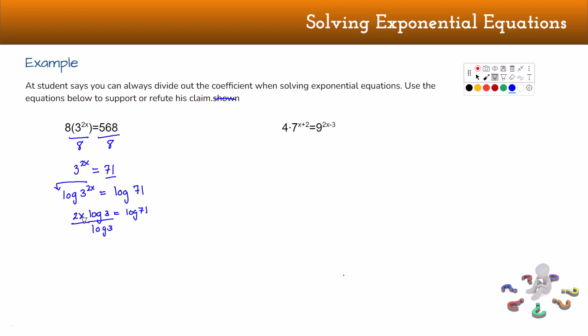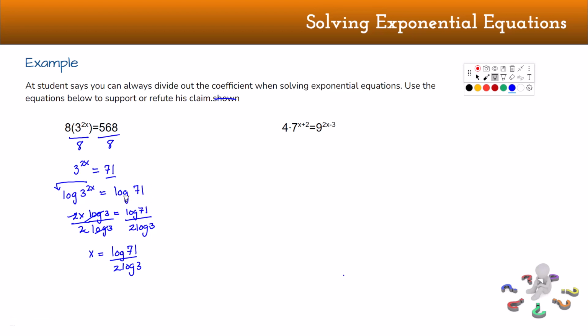As well, notice here I can also take the 2. So we're going to divide both sides by 2 log 3. This cancels, this cancels, this cancels, this cancels, and x equals log 71 over 2 log 3. That seems okay. We got a nice exact value for x here. So that seemed to work in that case.